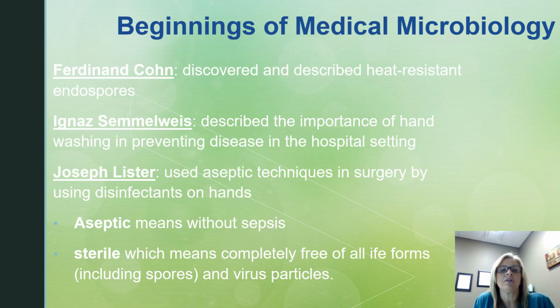So here are some other important names that we need to be familiar with. Cohn was a botanist that described heat-resistant bacterial endospores, which is going to be important, and clarified that heat, while it killed most microorganisms, did not kill all of them because some bacteria have endospores, which are kind of protective for them. And this is where we came up with the word sterile, which means completely free of all life forms, which would mean including spores, okay, and virus particles.